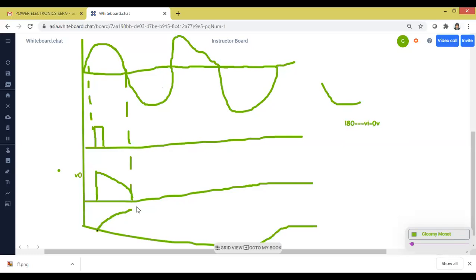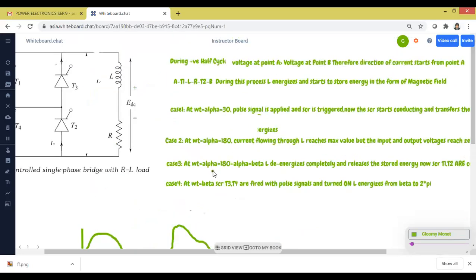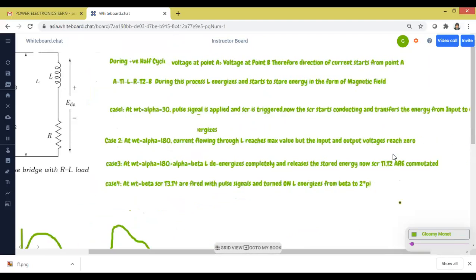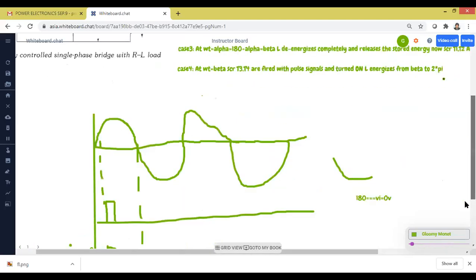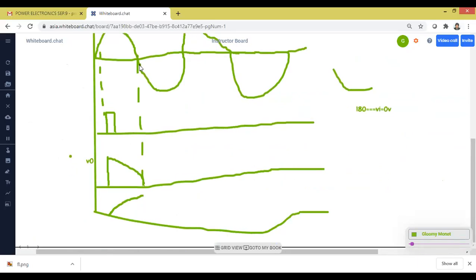But current is not 0. Current reaches the maximum value. So here we have represented omega t equal to alpha equal to 180. Current flowing through the inductor reaches maximum value, but both input and output voltages reach 0. So SCRs are not turned off. What's going to happen after 180 degrees? After 180 degrees, the inductor starts to de-energize. The inductor releases the stored energy from 180. Now you see the graph, we are drawing the live graph here. I hope it is visible. So the inductor de-energizes.